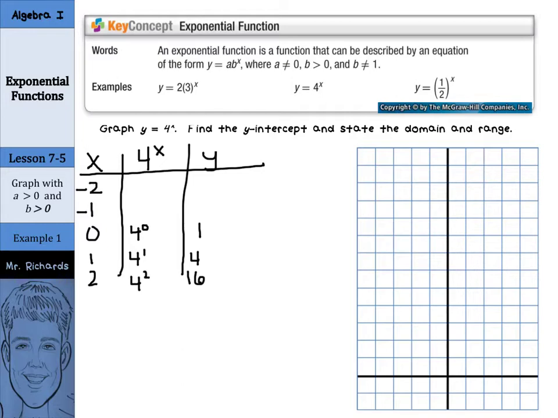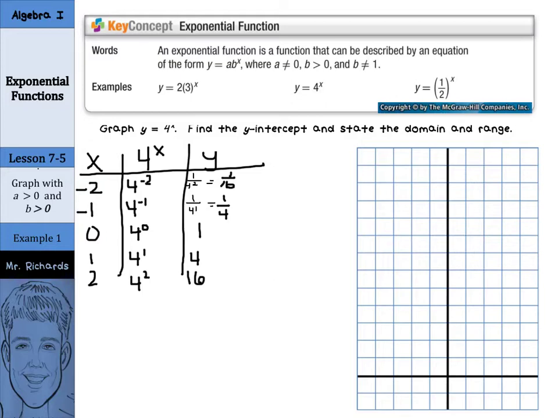Now, what about 4 to the -1 power? Well, remember from negative exponents that 4 to the -1 is the same thing as 1 over 4 to the first. Well, 1 over 4 to the first is just 1/4. And then for 4 to the -2, remember once again that this can be written as 1 over 4 squared, and 4 squared is 16, so this result is 1/16.